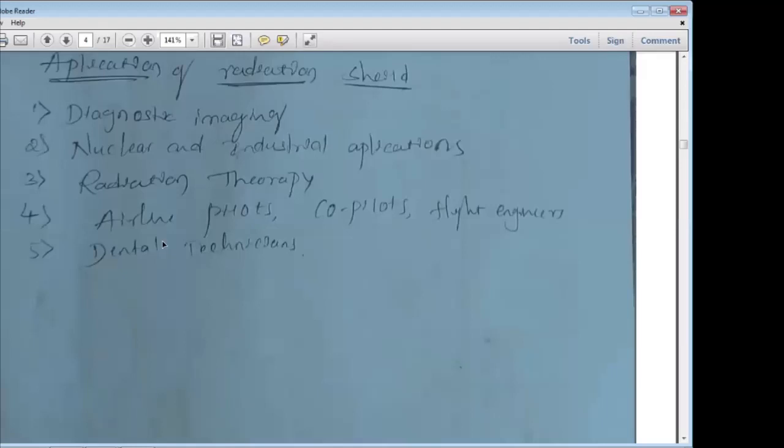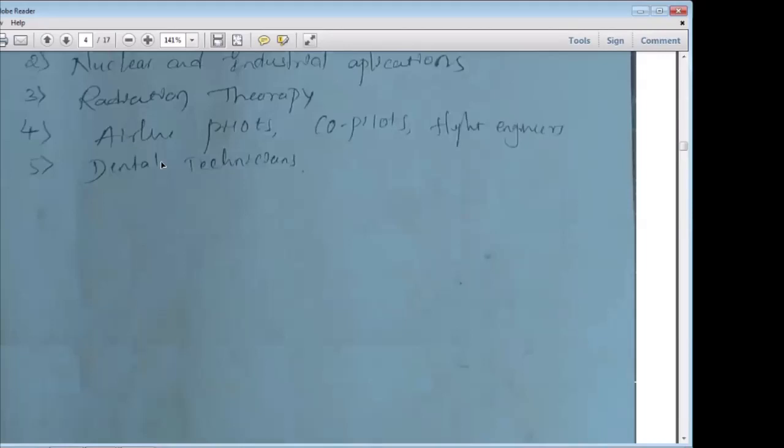Airline pilots, co-pilots, and flight engineers also use the radiation shield in order to avoid the effects of the sun's harmful radiations. And dental technicians also, in case of surgery, or removal of teeth, due to the lasers, use the radiation shield.